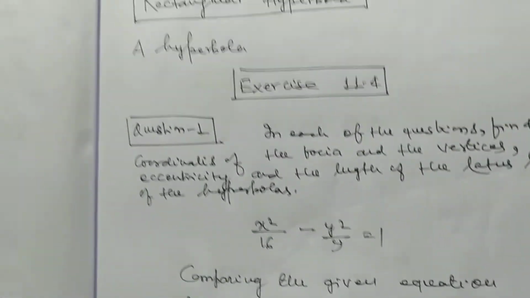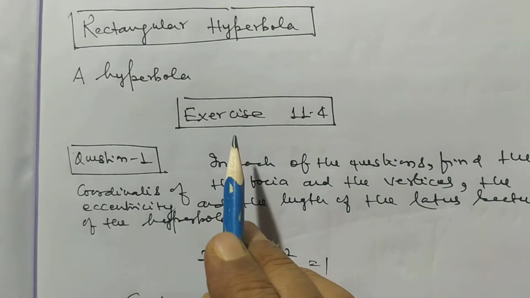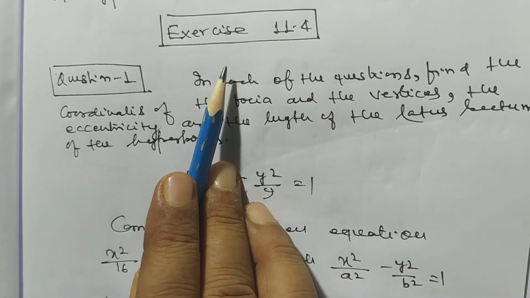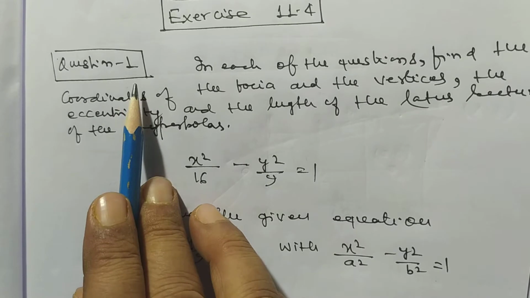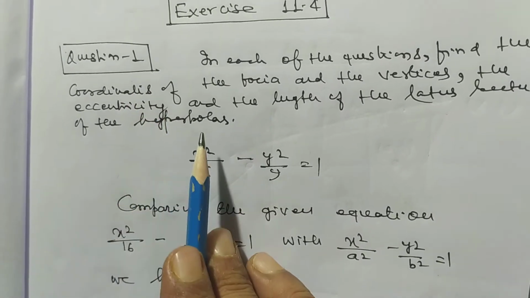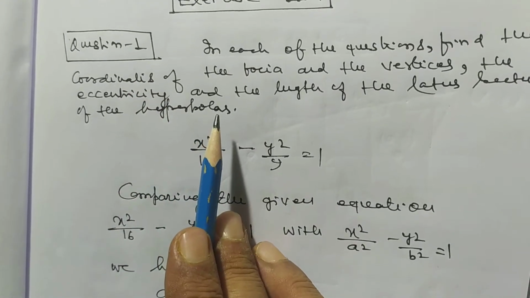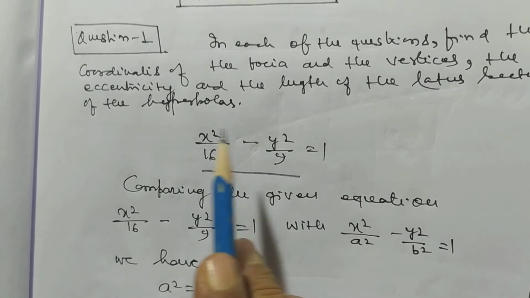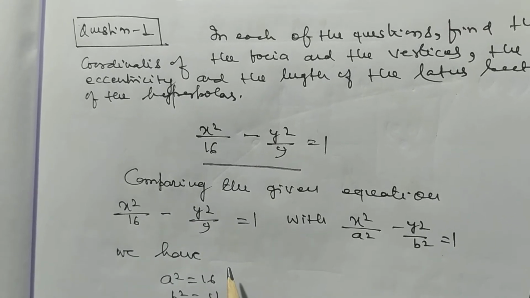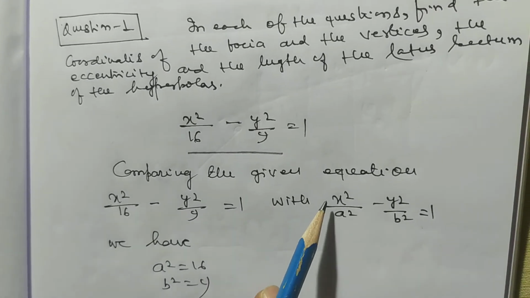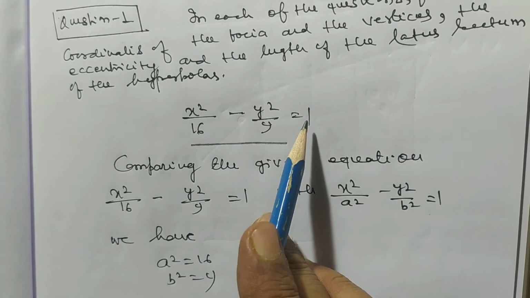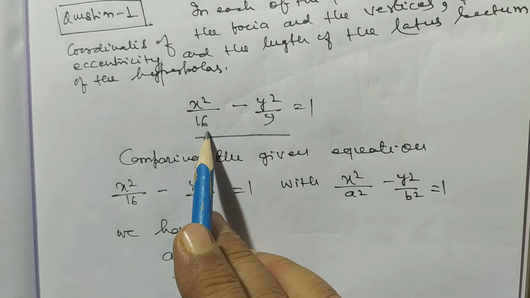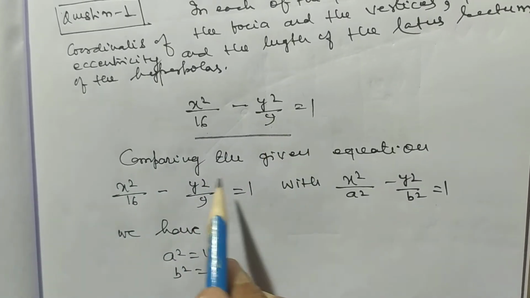My dear students, now I want to discuss the problems of exercise 11.4. This is question number 1. I have already told you earlier that there are two types of problems in each conic section. One is where the equation is given, then you find the components of the hyperbola. And if the components are given, then you find the equation of the hyperbola. x square by 16 minus y square by 9 is equal to 1.